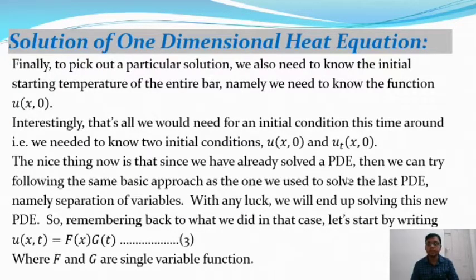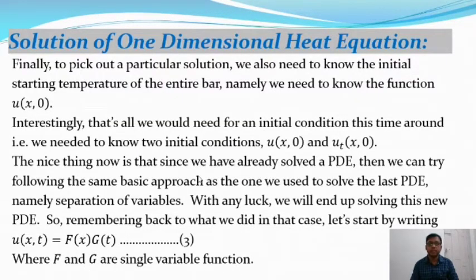Therefore, we have already solved a partial differential equation, and we can follow the same basic approach as the one we used for the last partial differential equation, namely separation of variables. I have already discussed the separation of variables method and how to solve the partial differential equation, the wave equation, using it. So in that case, let's start by writing u of x comma t is equal to f of x and g of t. Say this is the solution of the one-dimensional heat equation, where f and g are single variable functions. So f is a function of x and g is a function of t.